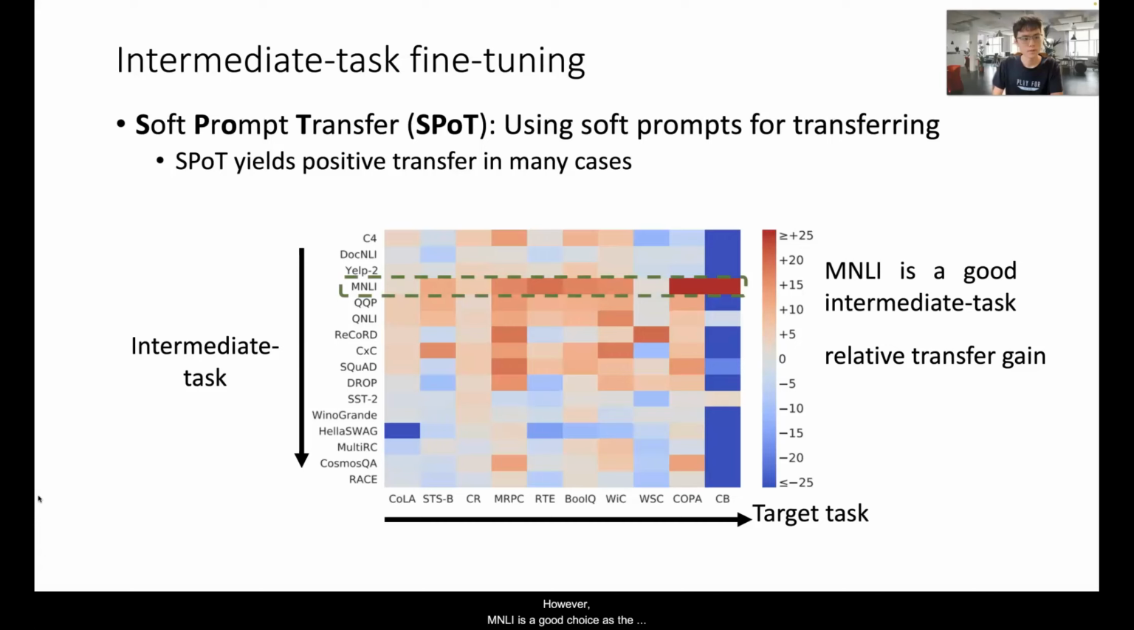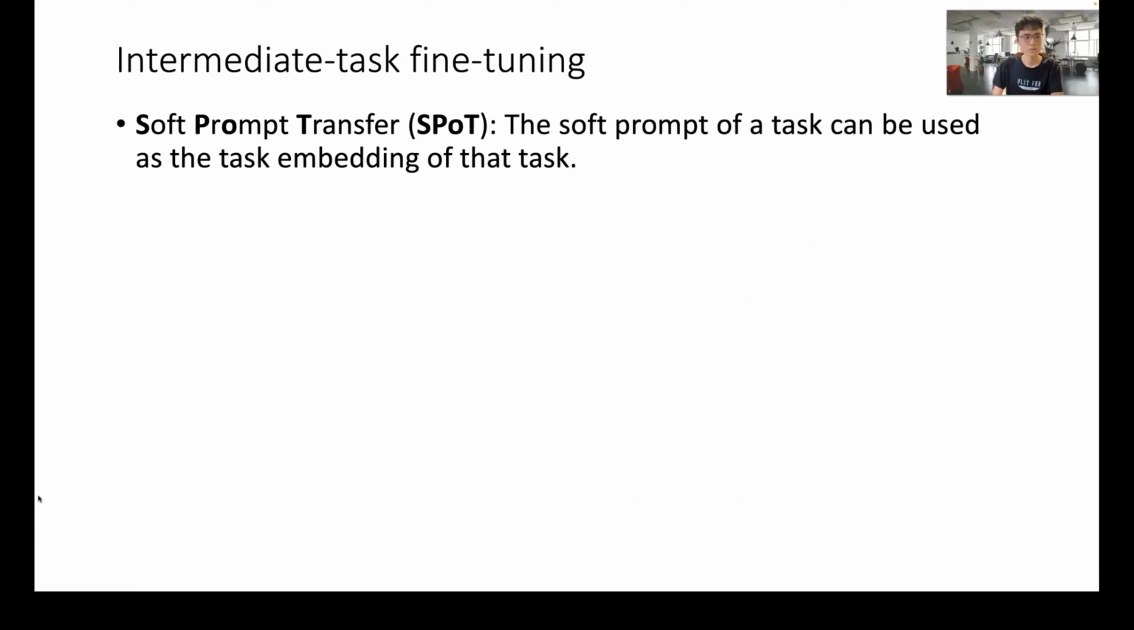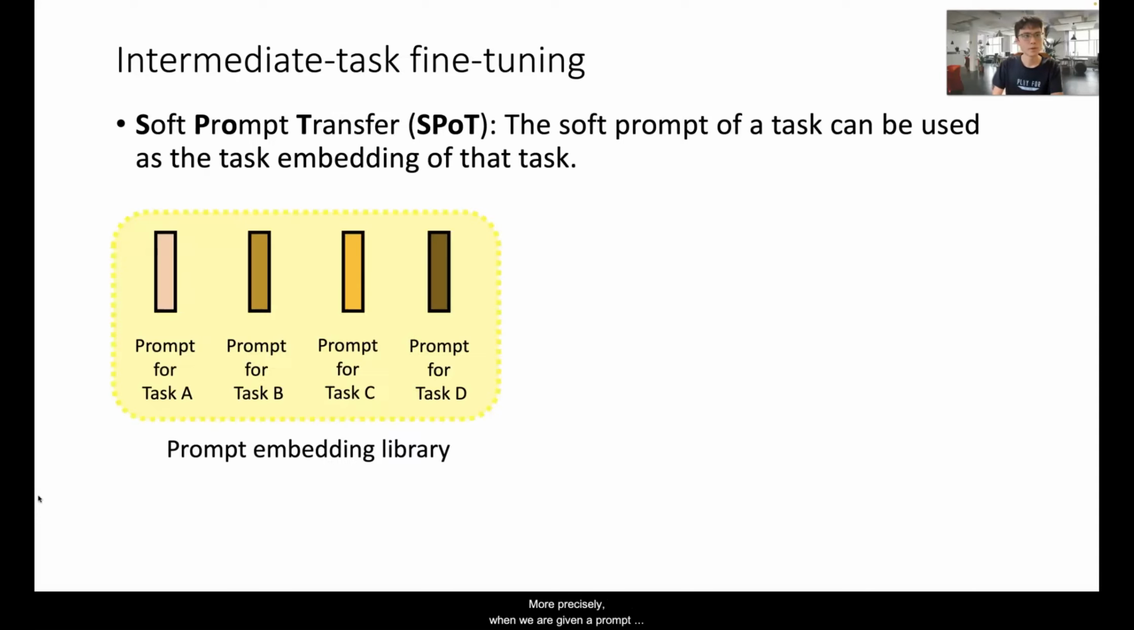However, MNLI is a good choice as the intermediate task, since it results in positive transfer gain on all of the 10 target tasks shown here. But if the transfer is not always positive, how do we choose the best intermediate task? More precisely, when we are given a prompt embedding library with the subprompts of different intermediate tasks, how can we find the best intermediate task and the most beneficial subprompt embedding to use?